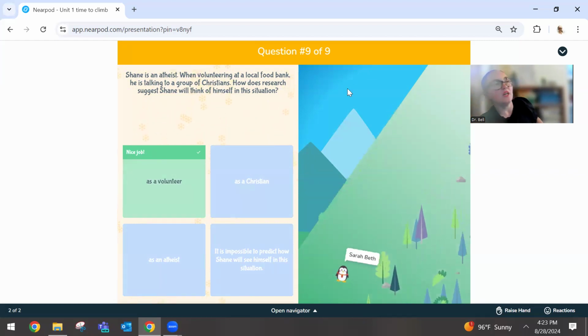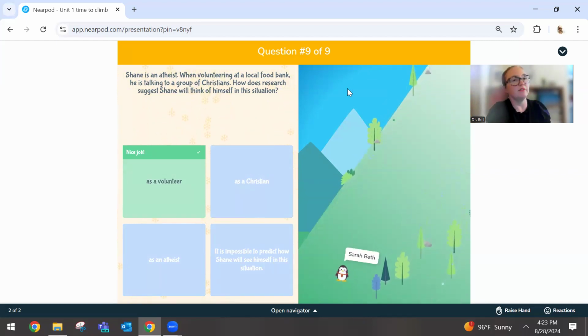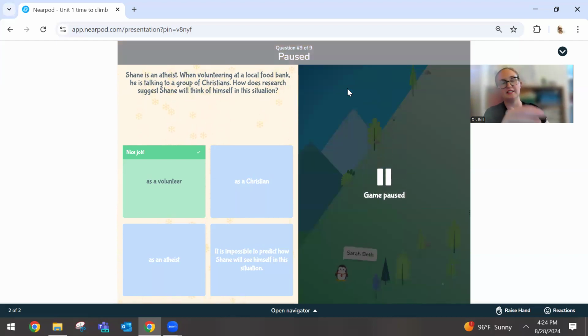So he has these two identities, volunteer and atheist, and he's with this group of people who have two identities, Christian and volunteer. And so he is going to see his identity as the one that matches the other group. He's just thinking we're all volunteers. He's not really reflecting on the fact that we have different religions, if that makes sense. So he's matching to the social group there, and that's what people would normally do.